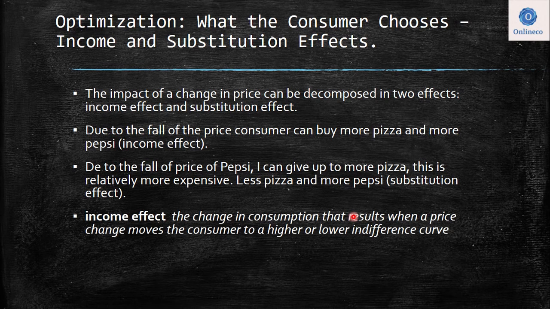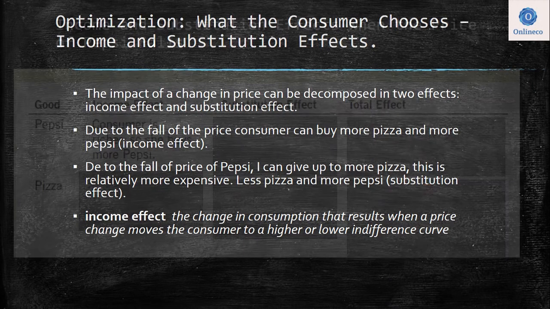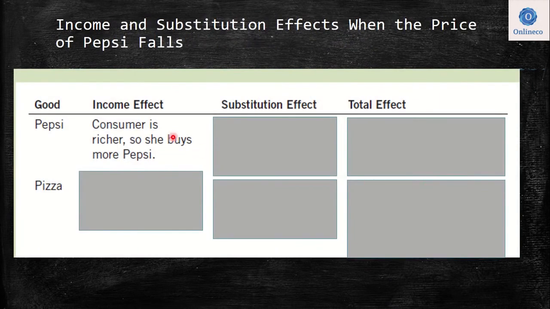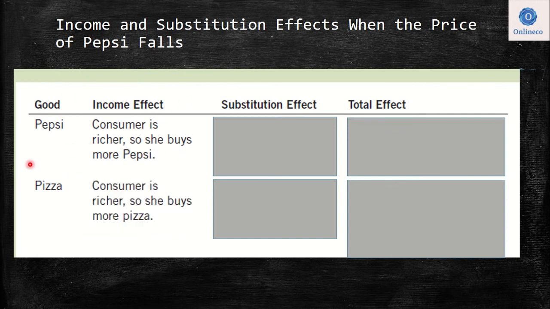So to define that, the income effect is the change in consumption that results when a price change moves the consumer to a higher or lower indifference curve. Here, for example, we have the situation. Income effect: because the Pepsi price falls, the consumer is richer, so she buys more pizza. This is the income effect. In Pepsi, it should be exactly the same. The consumer is richer, so she buys more. Why, right? Because the Pepsi price went down.